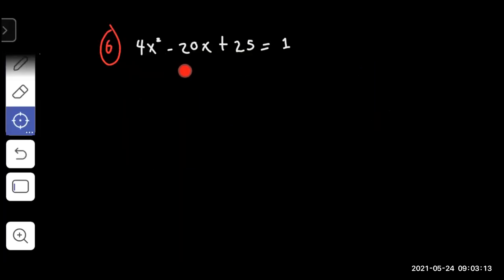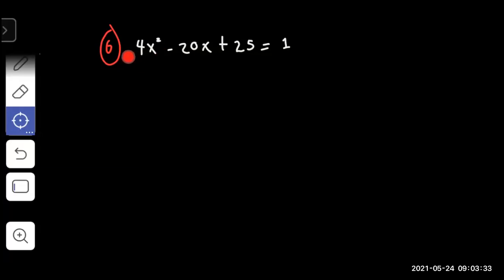Let's have a look at number 6. We have 4 terms here. 1, 2, 3, 4 terms. Someone told me that I can move this one to the side. Yeah, we can do that. But guys, usually when we have 4 terms, we got the trinomial here and another term, because this one is a perfect square trinomial.